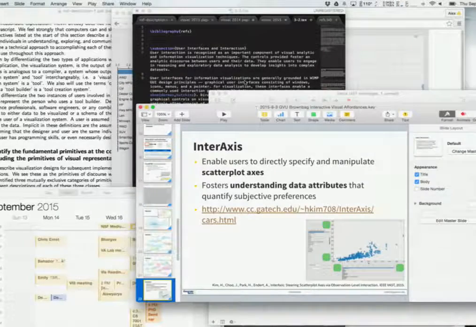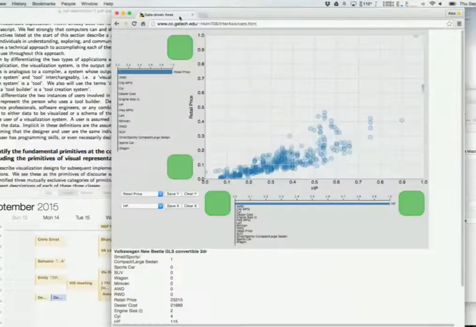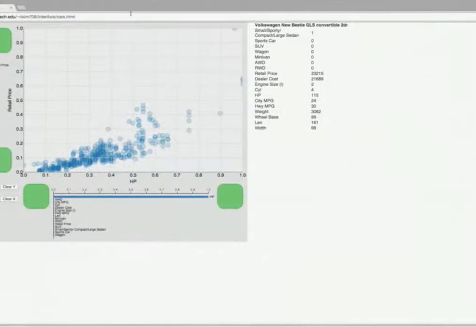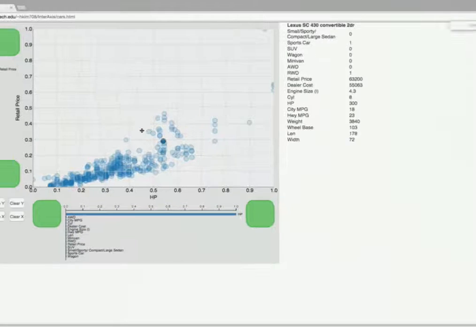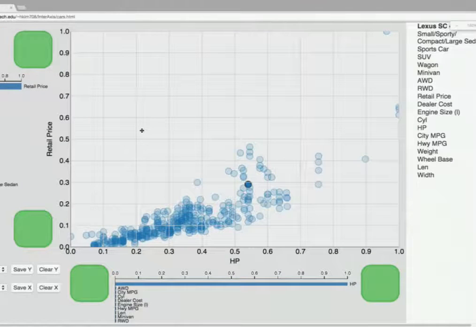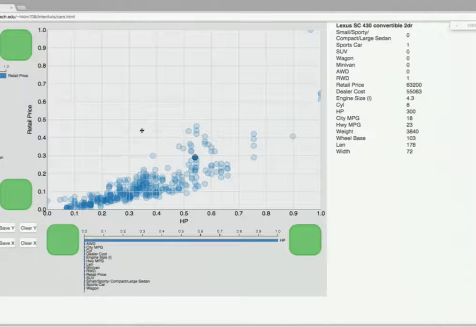Make this bigger. Good, okay. So here we have the system that she built. And each dot here is a car. Can you guys see that all right? I'll make this bigger. How's that? All right. Each dot is a car, and you have these green points on either side, on the low and high point of the axes, which allow you to drag points directly into them.